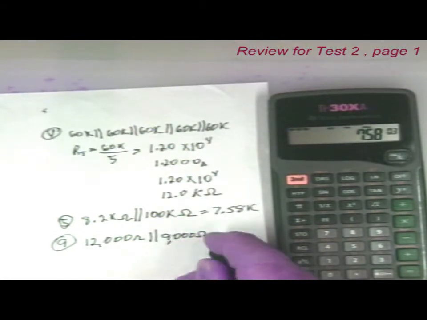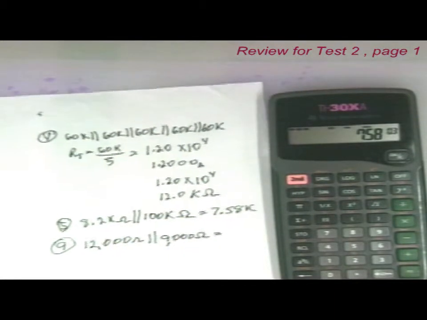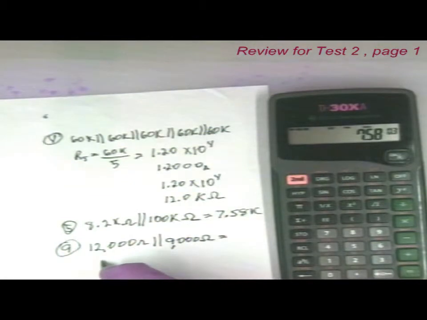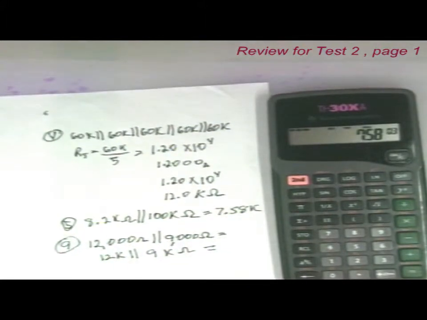Now, how are we going to do that one? What I would do first, I would go in and change this to k ohms. So we have a 12 k ohm resistor in parallel with a 9 k ohm resistor. And that equals, let's do it on the calculator.